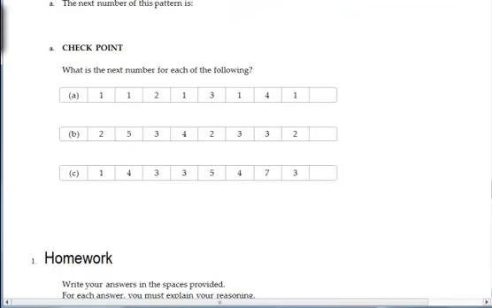Now let's have a look at the checkpoint here. I'll go through just one with you, and I'll leave questions B and C for you to do at home, and you can feel free to post your solutions in the comments, and we'll let you know whether that's correct or not. So looking at checkpoint question A, we've got 1 1 2 1 3 1 4 1. Can you see what the interweaved patterns are?